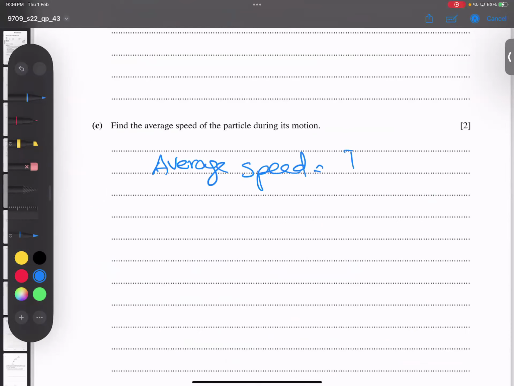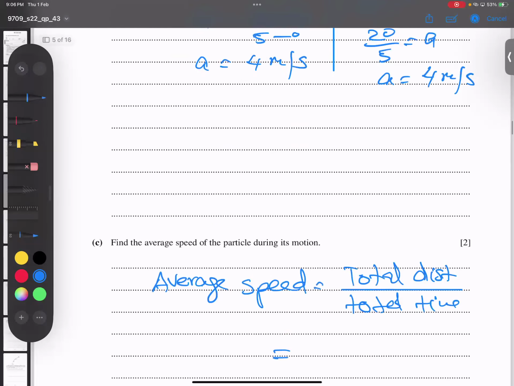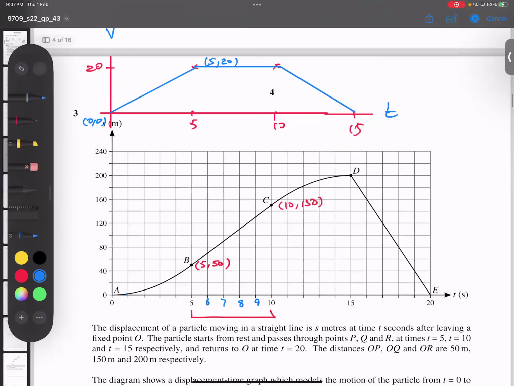Average speed formula is total distance by total time. So listen to me carefully. Let's find the total distance. For your knowledge, this distance traveled is how much? 200 meters. I repeat, this curve motion is going away, so it is still going, speeding up. And what is the distance traveled?